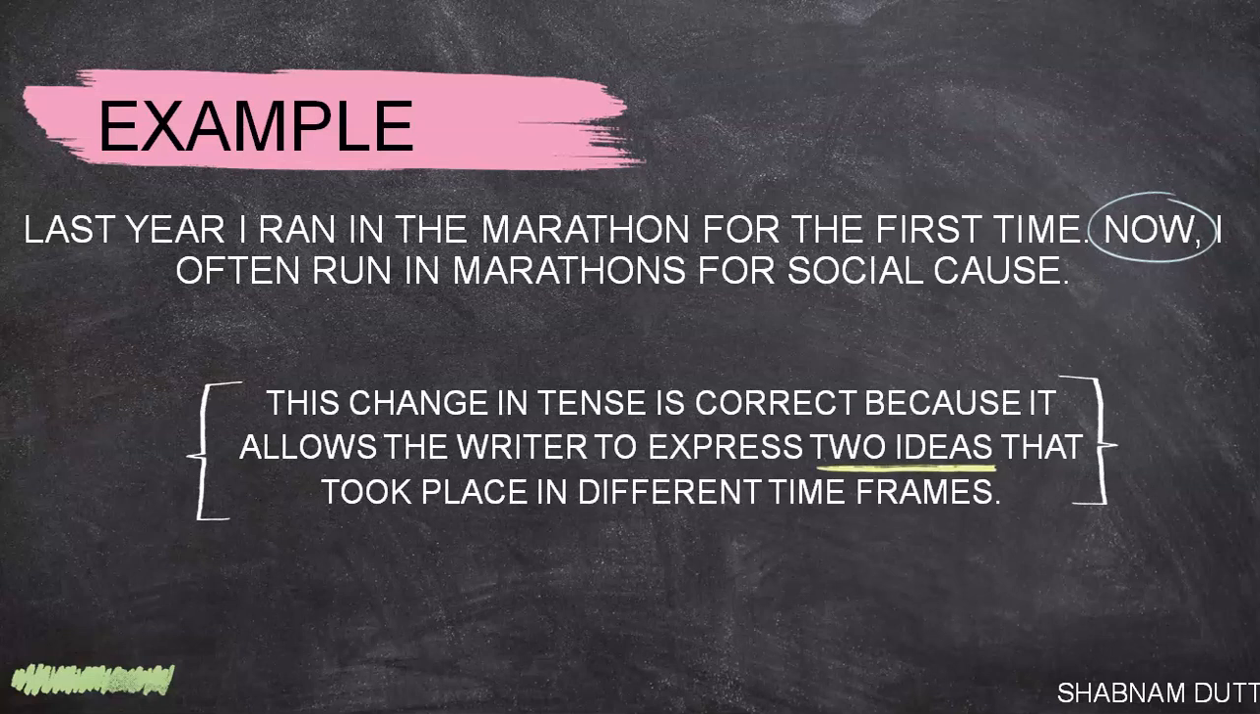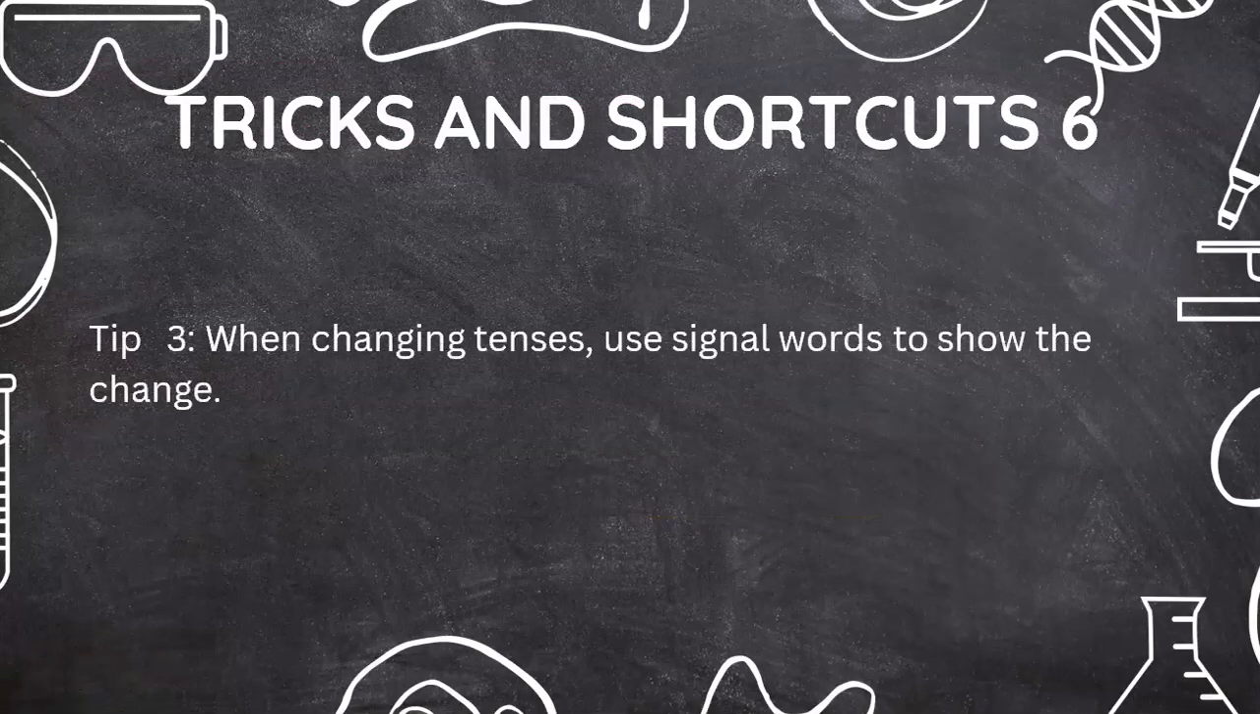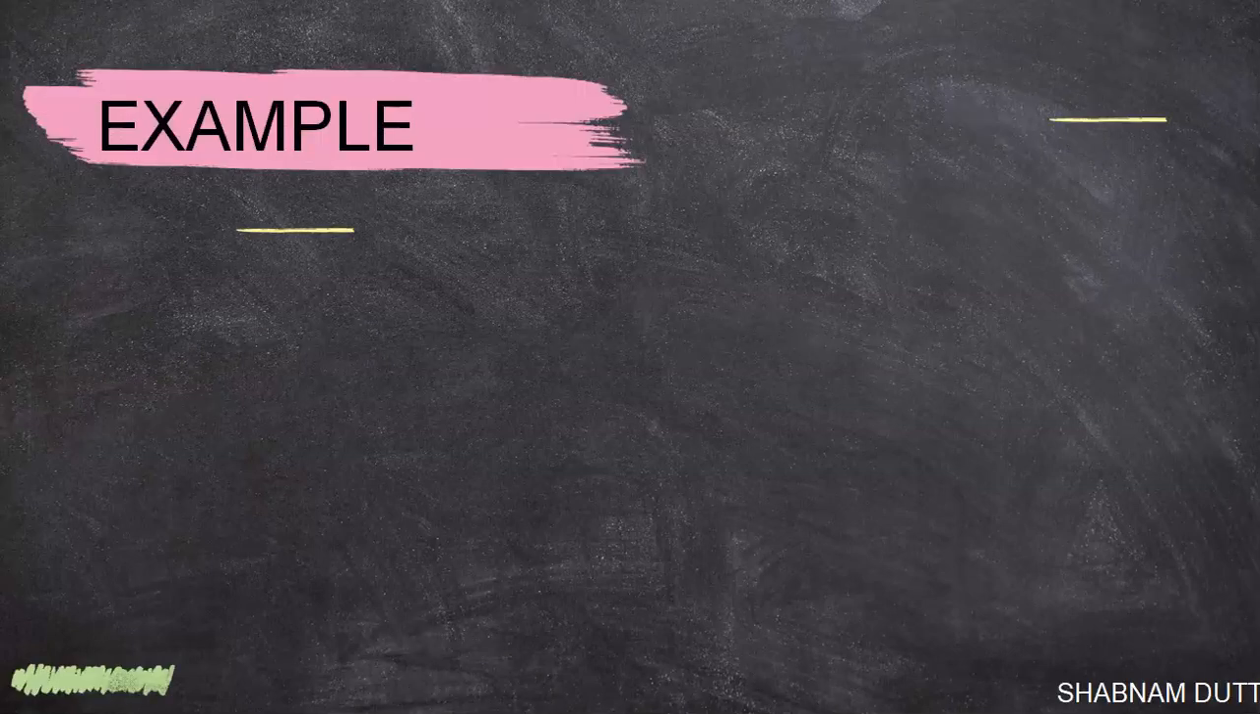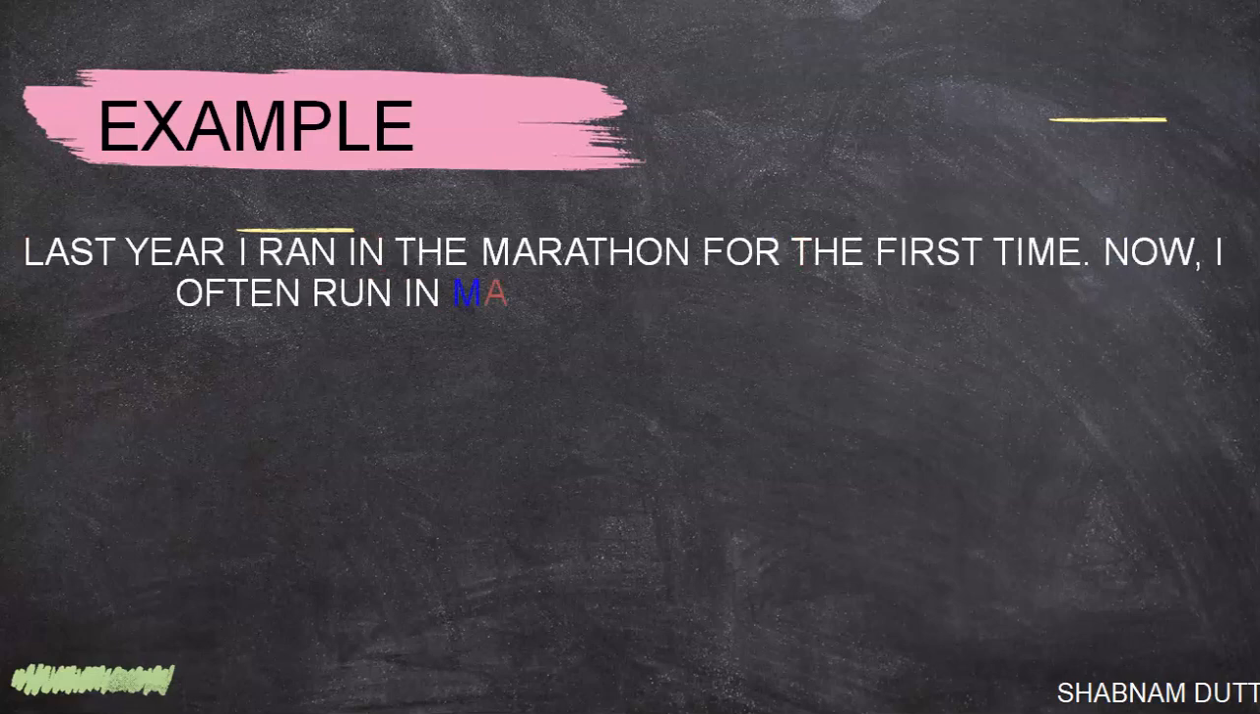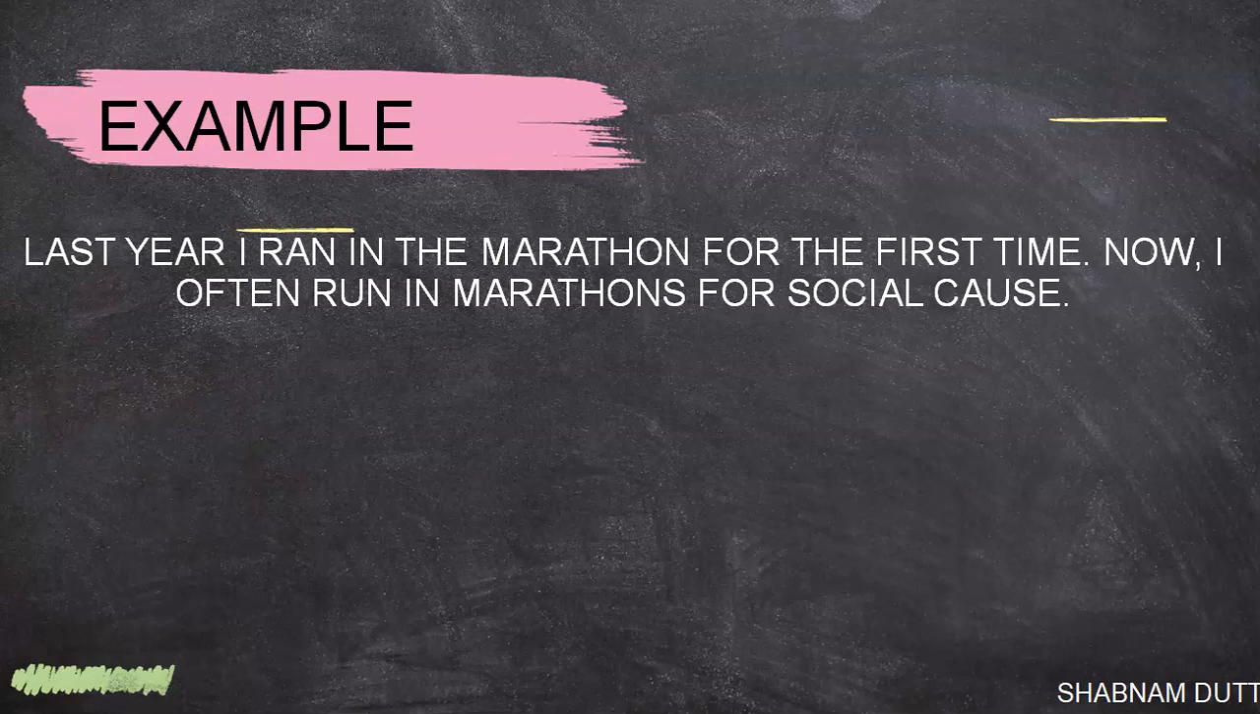Now, another tip to avoid tense errors is: use signal words to show the change when changing tenses. As you learned earlier, sometimes you need to change the tense of your writing to explain ideas that occur in different time frames. When you do this, use signal words that tell the reader that you are changing the time frame. Let's take the same sentence from the last example. "Last year, I ran in the marathon for the first time. Now I often run in marathons for social cause."